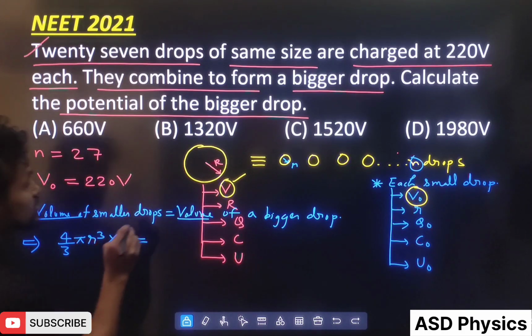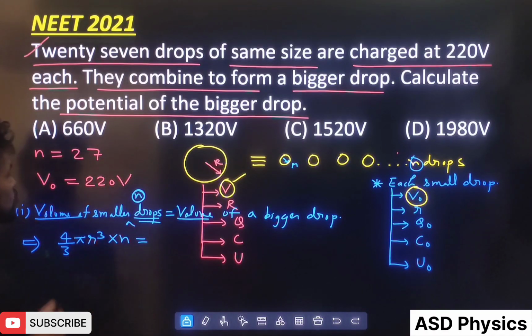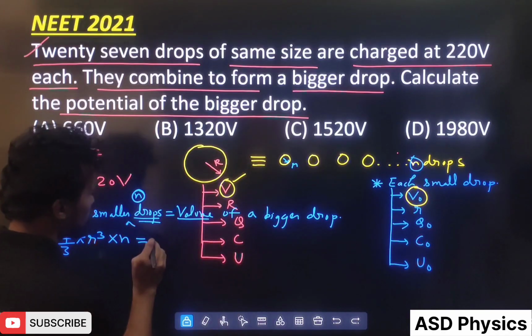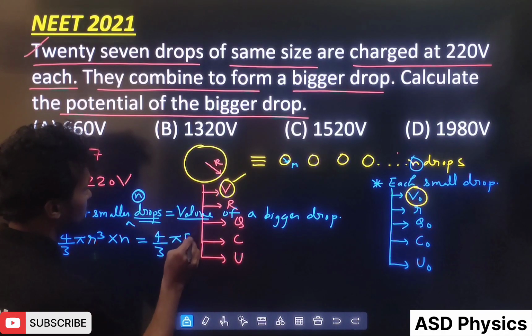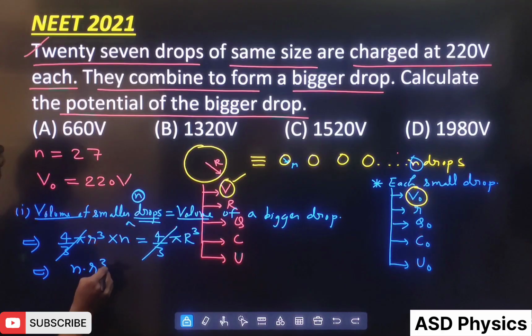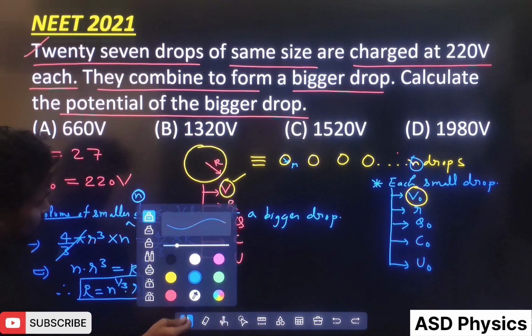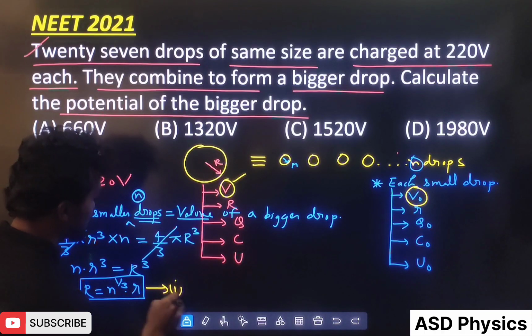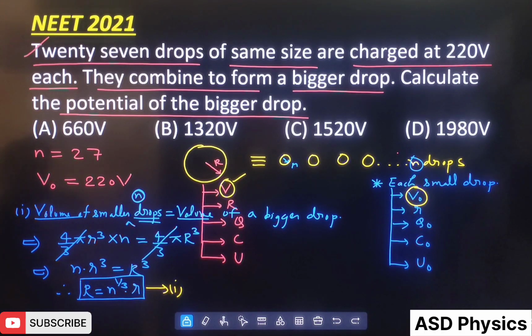So volume of smaller N drops is 4 by 3 pi r cube into N. Volume of a bigger drop, how much here? This is a bigger drop, so we can write 4 by 3 pi R cube. Now what we can tell here? 4 by 3 pi cancels. Or we can write N into r cube is equal to R cube. Hence capital R will be N to the power 1 by 3 into r. This thing we have got here, the first relation. This is our radius relation. Okay students, this thing is done.